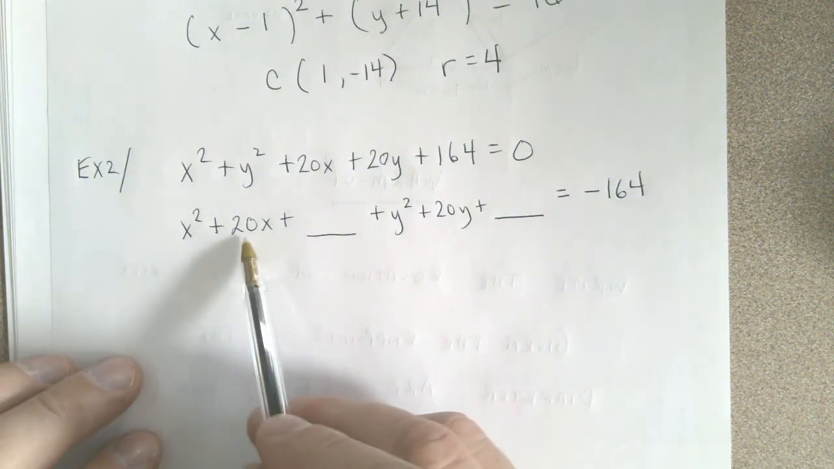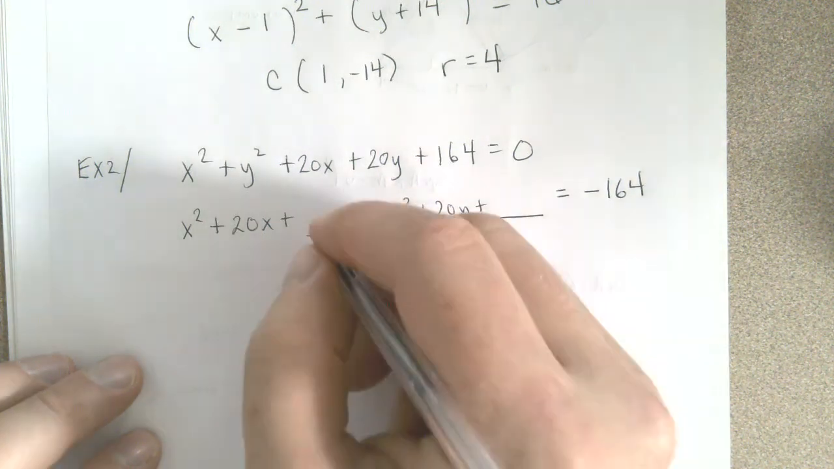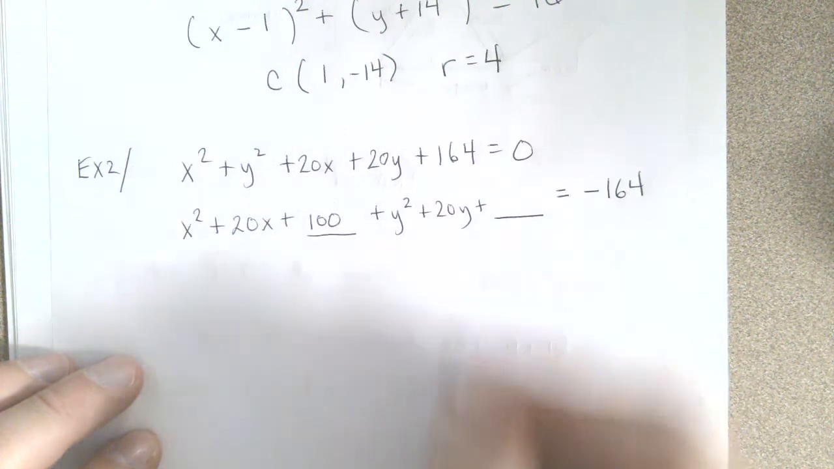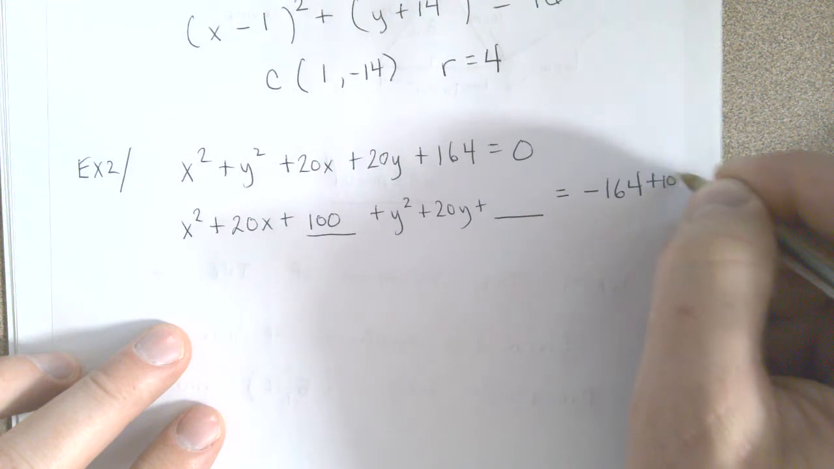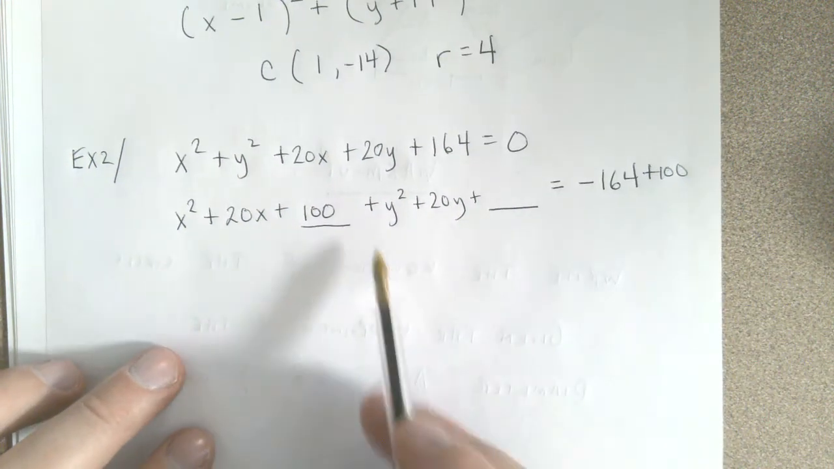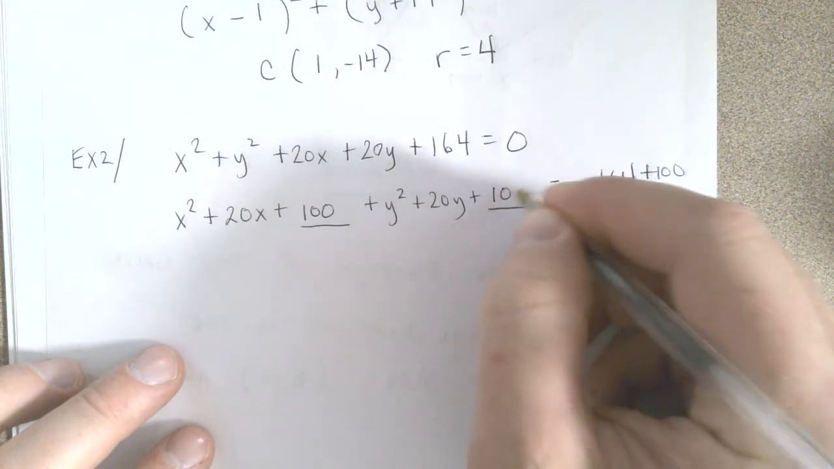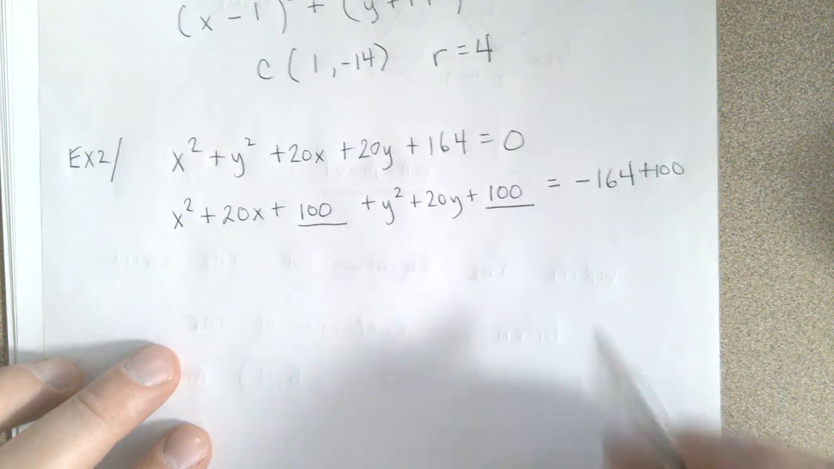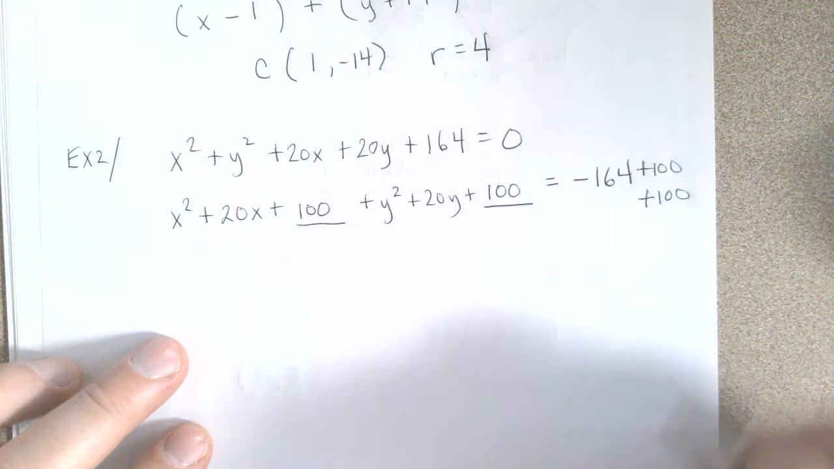So here we go. Half of 20 is 10. 10 squared is 100. I'm going to add 100 over here because I added it to the left. Same thing with my y's. It's also 20, so half of 20 is 10. 10 squared is 100. Because again, I added 100 here, I'm going to add another 100 to the right.